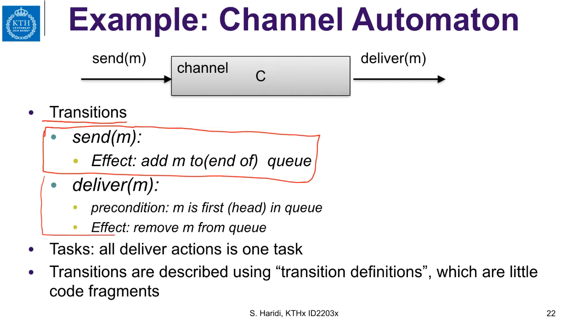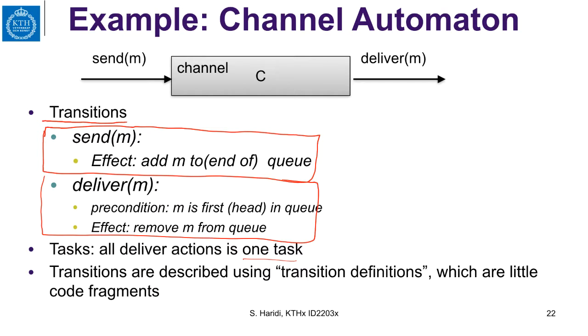And this one here is called a deliver transition definition. And the task, all delivers action, is one task. So whenever we perform an action, all these deliver actions are basically one task. But let us try to understand these transitions.